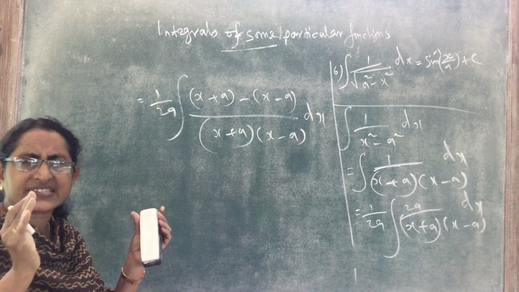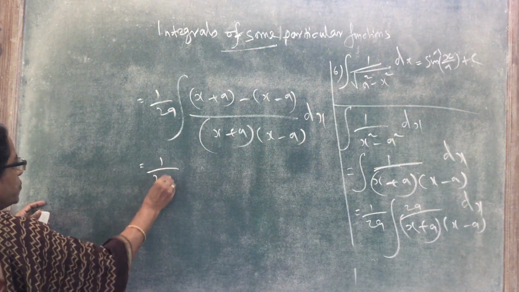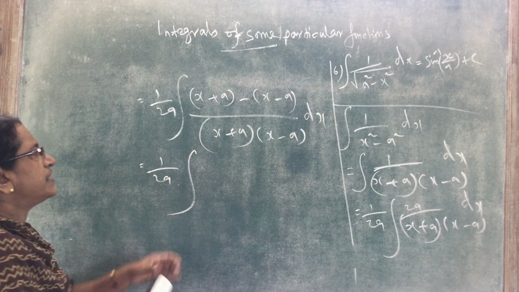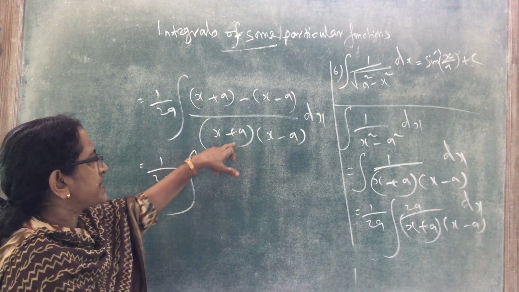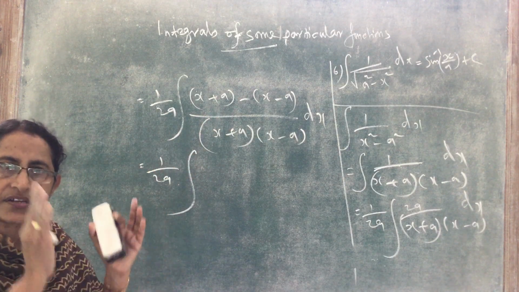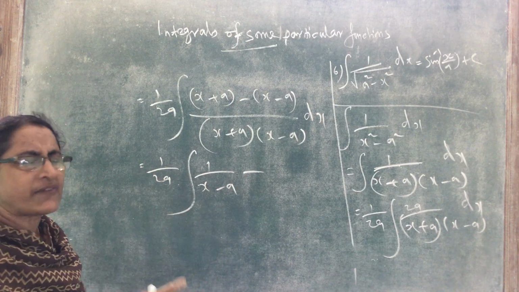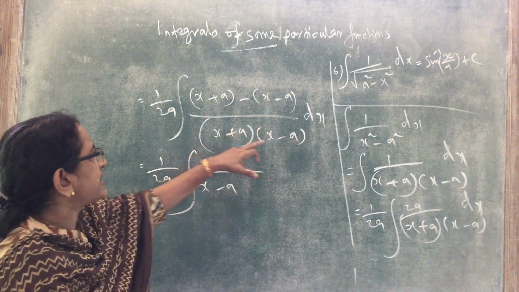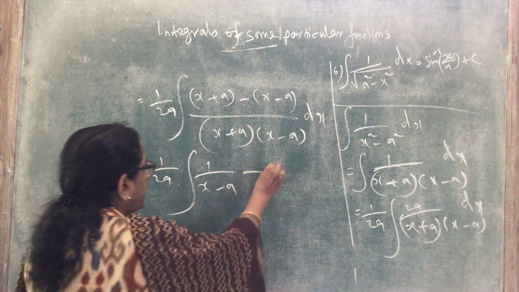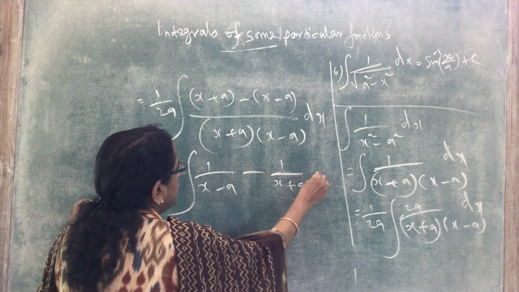Now we do the same thing, that is, split into two terms. We get 1 by 2a into integral x plus a divided by x plus a into x minus a. So x plus a will be cancelled, and in the first term we get 1 by x minus a, minus. Second term, x minus a by x plus a into x minus a; x minus a will be cancelled, and we get 1 by x plus a dx.